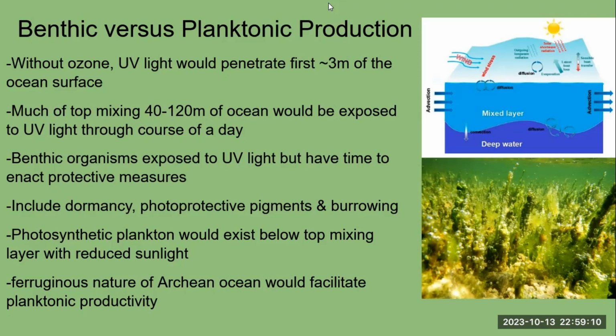So, if planktonic productivity existed in the early to mid-Archean, it would have existed below the top mixing layer, where it would be limited by the quantity of sunlight penetrating those depths. Planktonic phototrophs were unlikely during the Paleoarchean, since they would have been tied to hydrothermal vents which emitted sulfides. However, given that ferrous iron was a major constituent of the ocean's ions at the time, phototrophs could have begun to colonize the open oceans during the Mesoarchean.